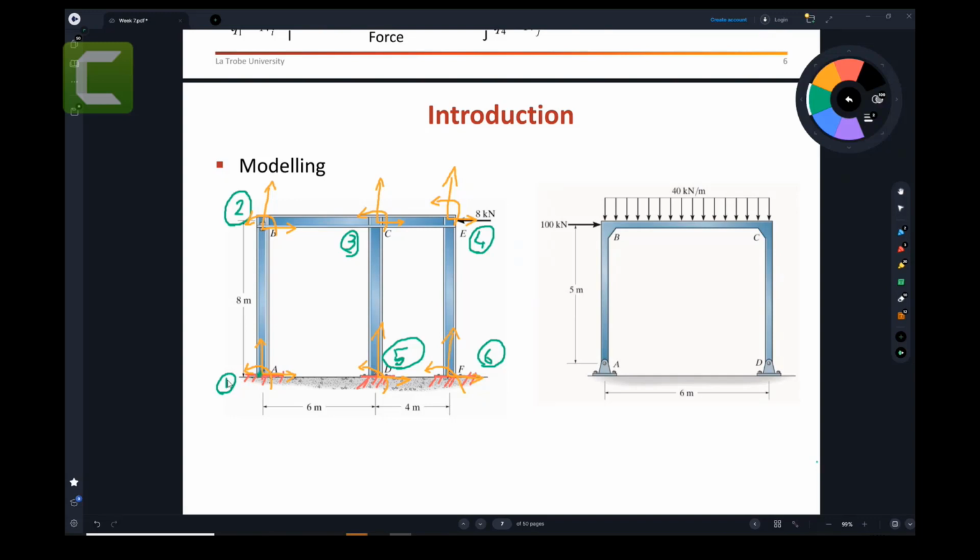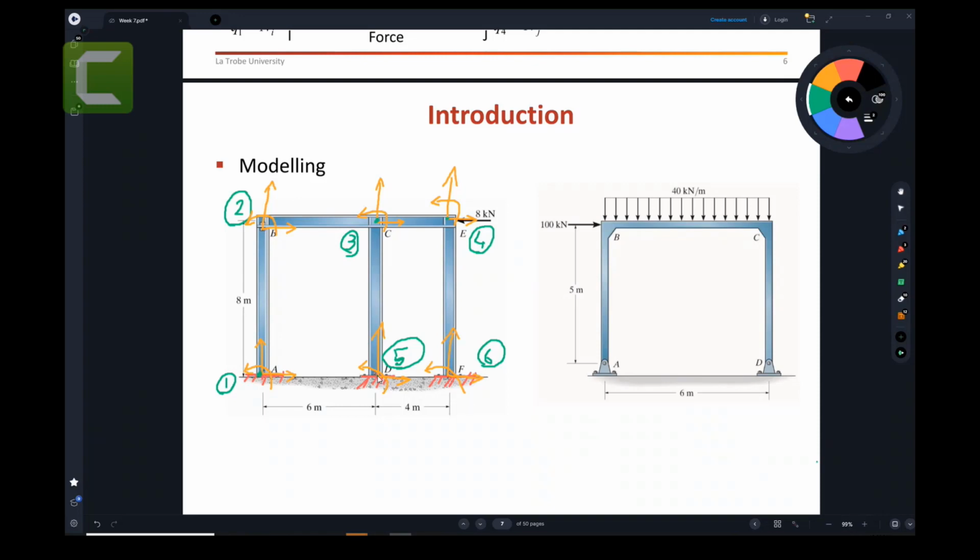Can rotate. This point B has a possibility of going left and right, going up and down, and it can rotate. This point C here, tiny point here, has the possibility of going left and right, up and down, and it can rotate. This point here at E, the small point or node, has the possibility to go left and right, go up and down, and it can rotate.